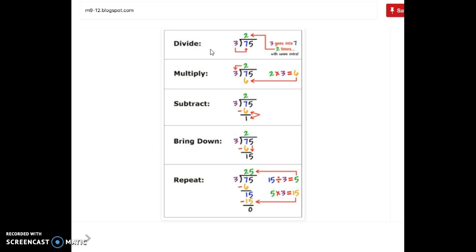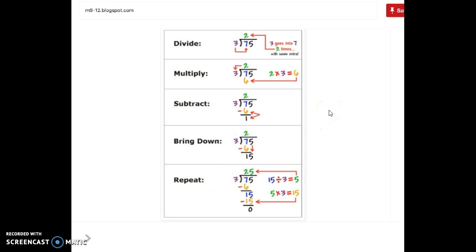Now, we've already gone over that multiplication is repeated addition. So long division, or division, is repeated subtraction. So the algorithm goes like this, or the order of the steps goes like this. You're going to divide, multiply, subtract, bring down, and repeat.